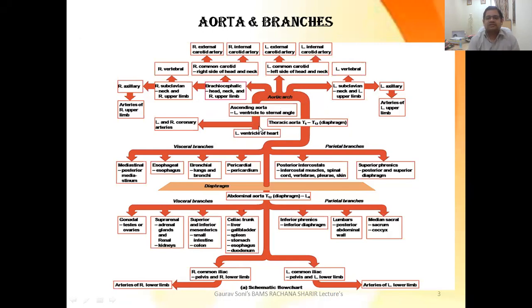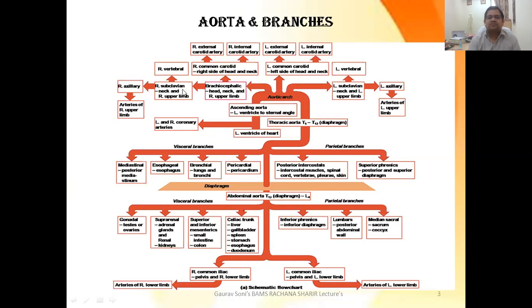This is the aortic arch. This is the left ventricle of the heart, from where the left and right coronary arteries come. Then it moves outside as the ascending aorta. When it moves outside, it gives a brachiocephalic branch which supplies the head, neck, and upper right limb, which goes further as the right subclavian artery. Then it becomes the axillary artery, right side of course, and then the other arteries of the upper limb. We'll talk about them later.